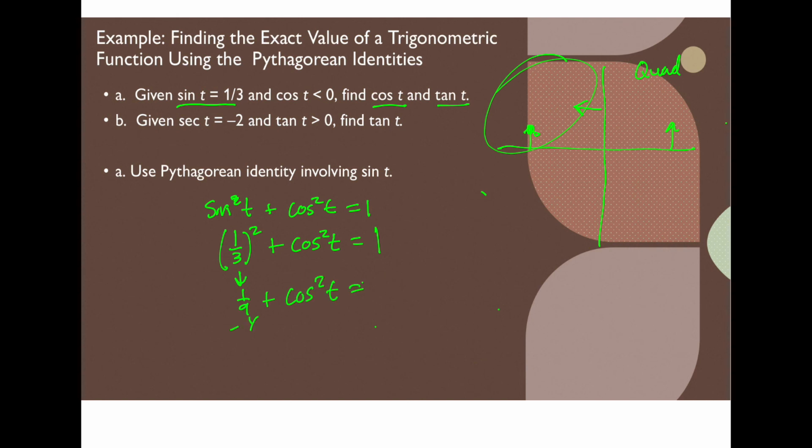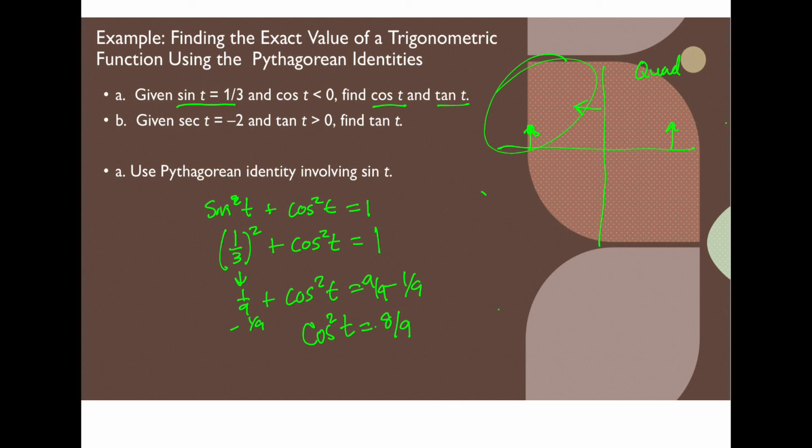Let's go ahead and subtract that to the other side. And 1 minus 1/9 is 9/9 minus 1/9. They have a common denominator, so we see it's 8/9. And that's the cosine squared of t. Notice the way we write it. We don't write cosine of t squared, because that would confuse what we're squaring. We don't want to square the t, the angle. We want to square the result of taking the cosine of t. So we put the square next to the cosine and to the side.